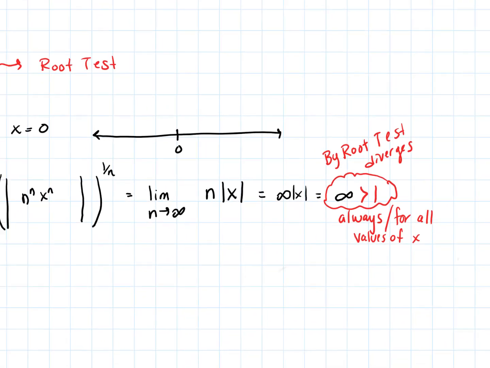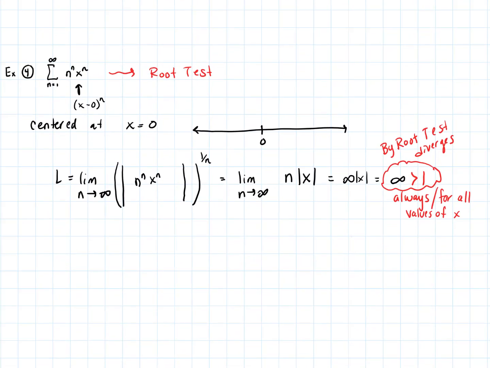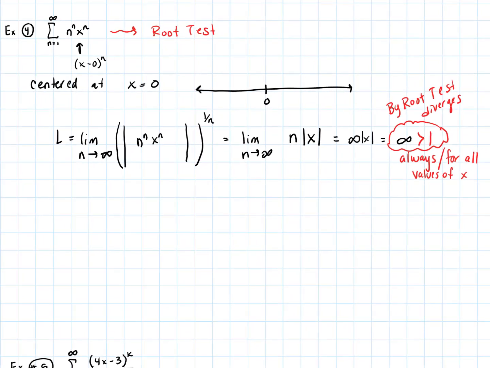So what that means for us is that this series, regardless of what we put in for x, is not going to converge ever. It's always going to be divergent for all values of x, except for this one value of x right here where we are centered. If we were to plug 0 into this series, it becomes 0 minus 0, 0. We're going to end up at just a series of 0. Our power series will always converge right where it's centered, that one point.